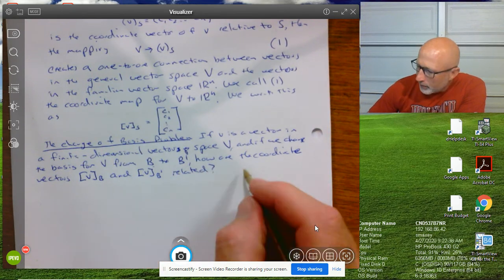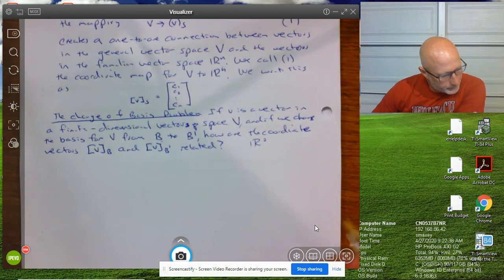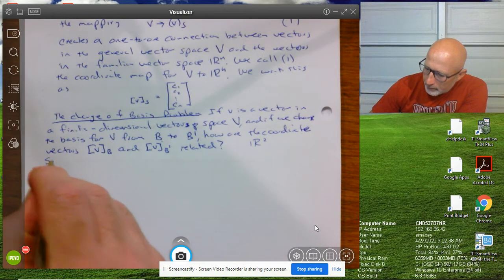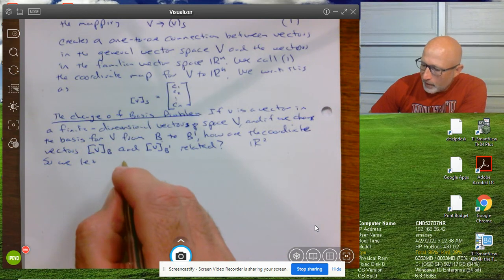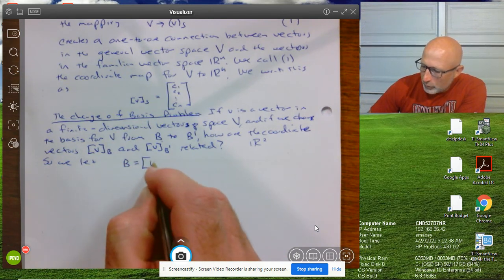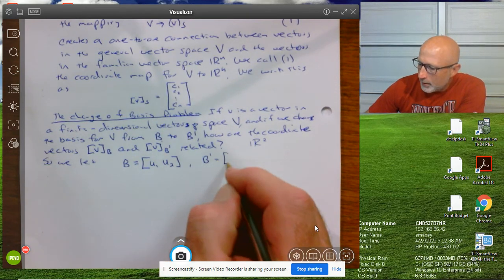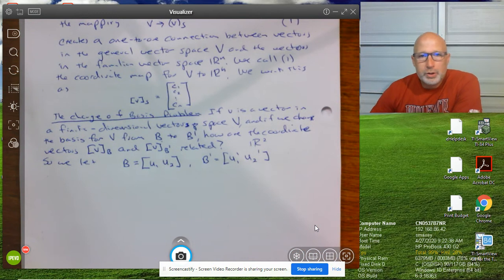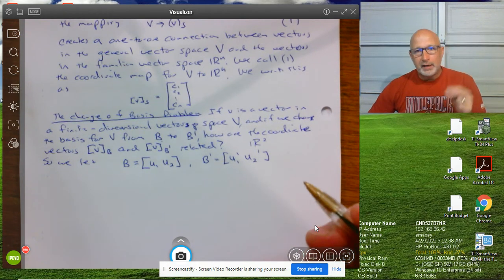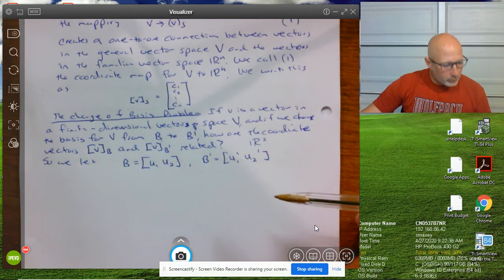What we're going to do is explore this in R2. We're just going to look at what this would be in R2. We have two bases here. One of them is B, which is the basis U1, U2, and you also have the basis B prime, which is given as U1 prime, U2 prime. Remember, we're just defining R2 in two different ways: one under the basis U1, U2, and another under the basis U1 prime, U2 prime.